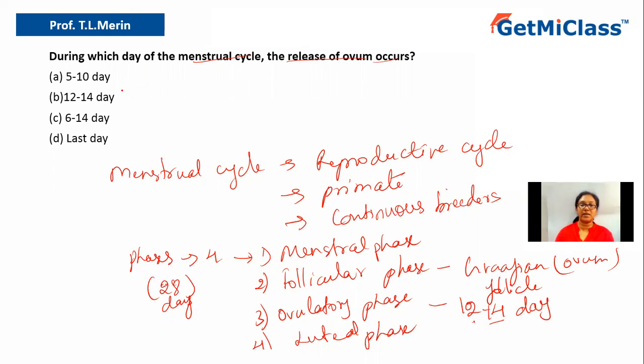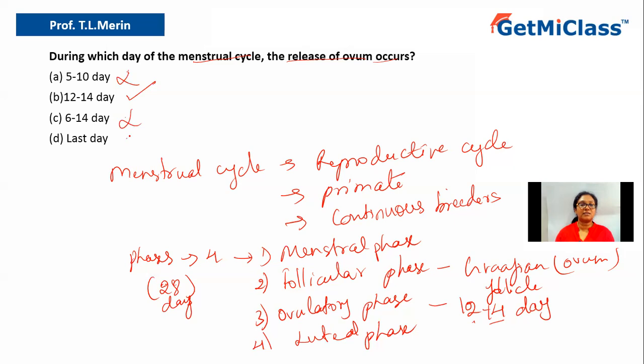Now let us see. Option A says 5 to 10, which is no, because 5 is too early, hence it is ruled out. Option B says 12 to 14, yes, that is correct. And option C says 6 to 14. No, because the 6th day is again very early, because the menstrual phase itself takes around 3 to 5 days. Immediately after release of the endometrium, the follicles have to be formed and the formation of eggs should occur, and only then will releasing happen. Hence it is ruled out.